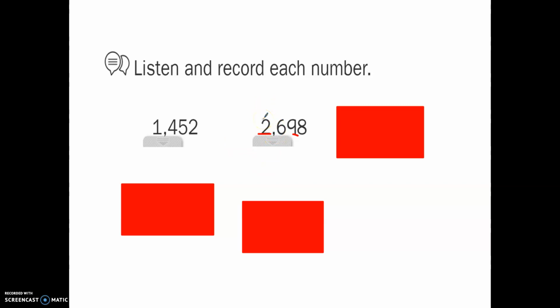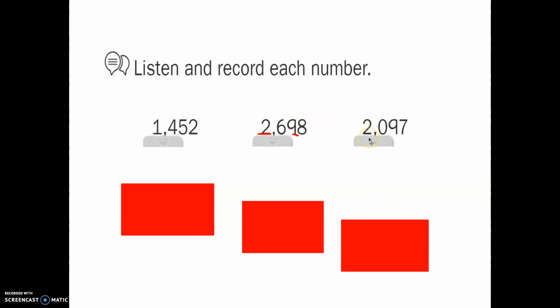So 2,698. The last number is 2,097. 2 in the thousands place, a 0 in the hundreds place, a 9 in the tens place, and the 7 in the ones place.